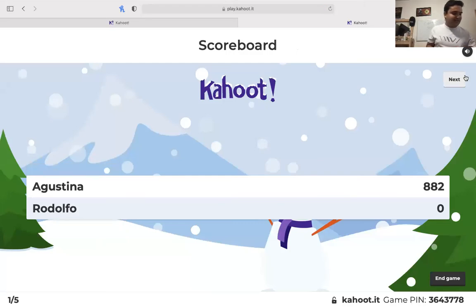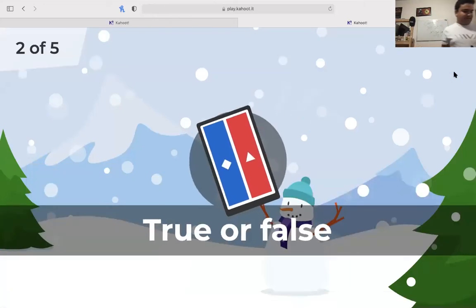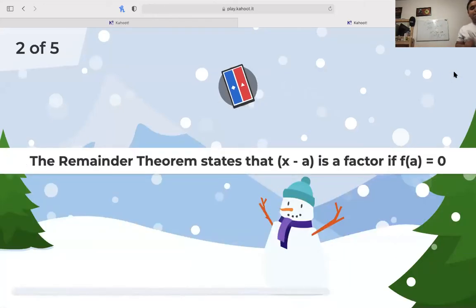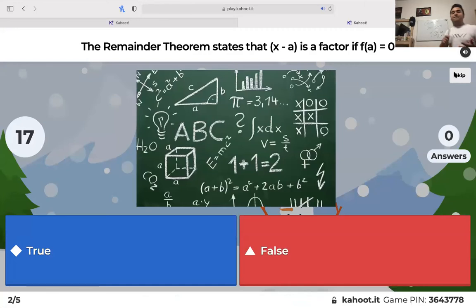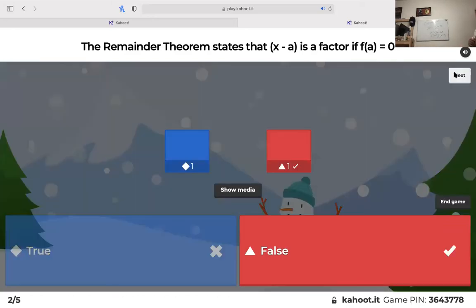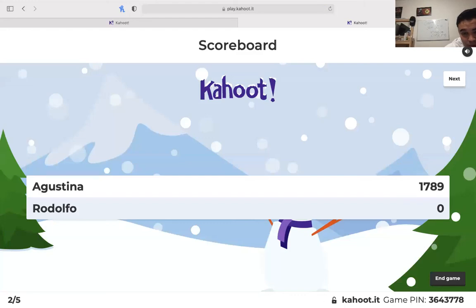Man, Rodolfo, you got to step up your game, man. Question number 2. The remainder theorem states that x minus a is a factor if f of a is equal to 0. Let's see. We got one right and we got one incorrect. Let's see who we got here. Rodolfo, Agustina's taking all the points. Man, what are you doing to yourself? We're going to go to the next question.